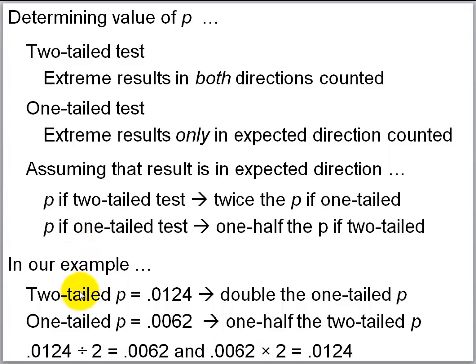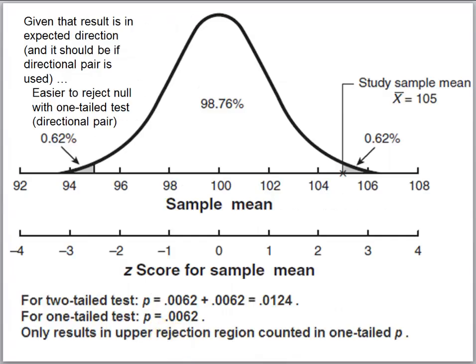So in our example, our two-tailed p calculated to 0.0124. On the other hand, a one-tailed p in essence only considers cases that are in the tail in the direction of expectations. So the one-tailed p in our example calculates to 0.0062. And let's take a look at this comparison visually.